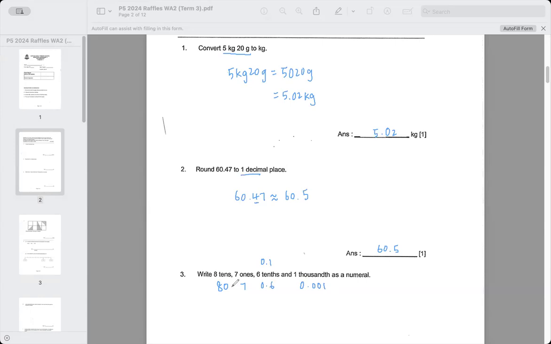So if you add all of this together, 80 plus 7 plus 0.6 plus 0.001, we will get our answer 87.6. Take note, this is the first decimal place. The second decimal place, there's nothing, so it's 0. And then at the third decimal place, it will be 1. So the answer for question 3 will be 87.601. Okay, so let's move on.